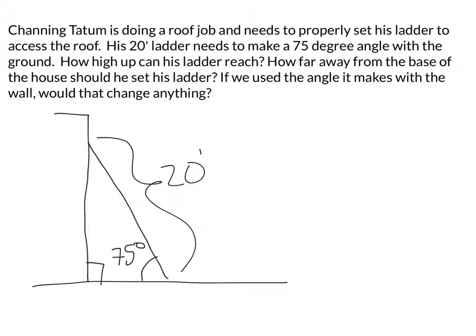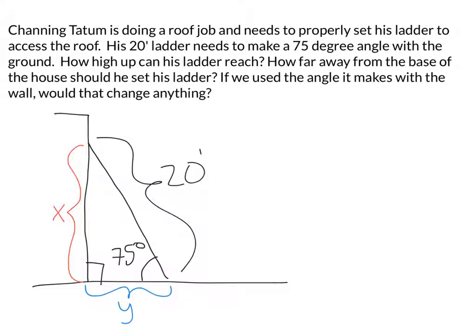Alrighty. That's what we say when we're talking about vertically level, if you will. That means plumb. It's a different word. Level's horizontal, plumb is vertical. So we want to know how high up his ladder will reach. So what we're talking about here is this length. We'll call that X. And then the other one says how far away from the base of the house should his ladder be set. That would be that length, right?